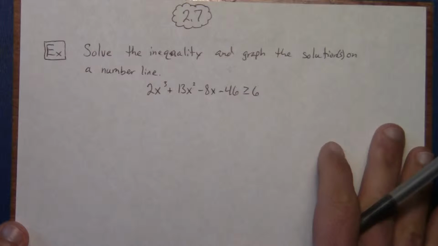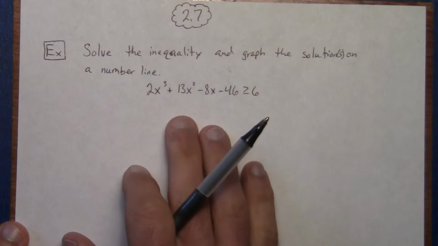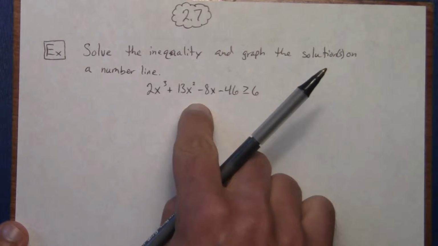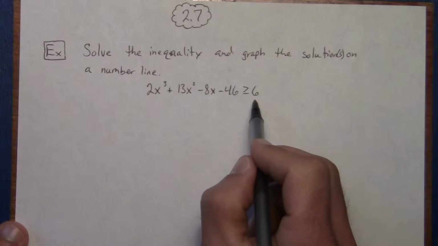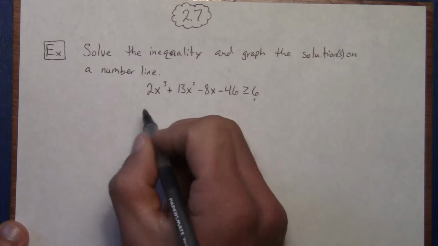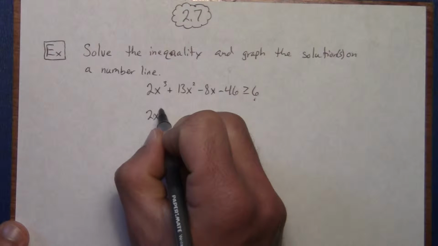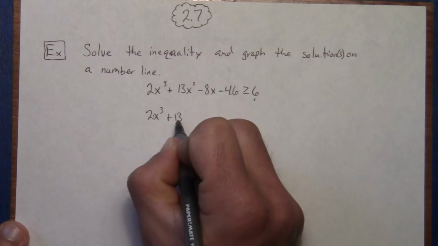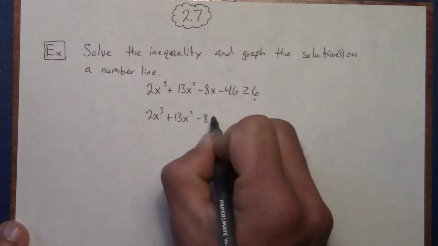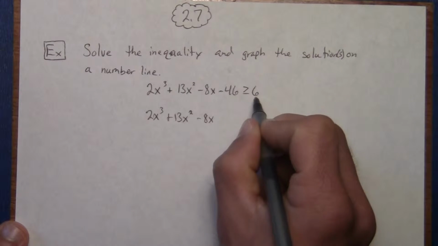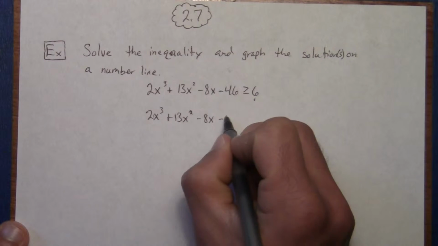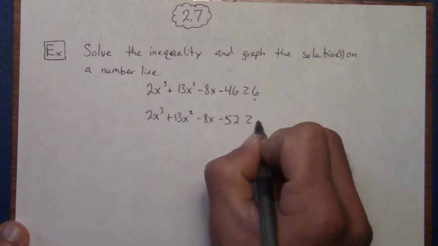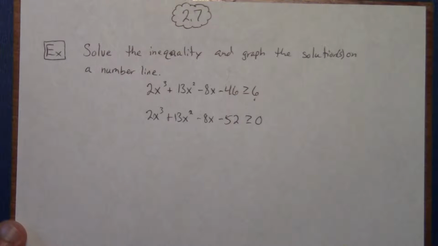Alright, well, I'm basically going to figure out what the x-intercepts are, or I'm going to graph this like we did in the previous section. First thing I want to do is make sure that this is equal to 0 before I do anything with it. So I'm going to say that 2x to the third plus 13x squared minus 8x, and subtract 6 from both sides so that this is minus 52 is greater than or equal to 0.